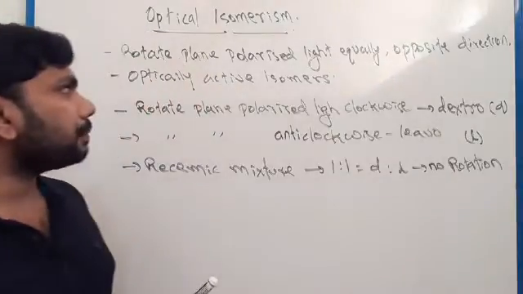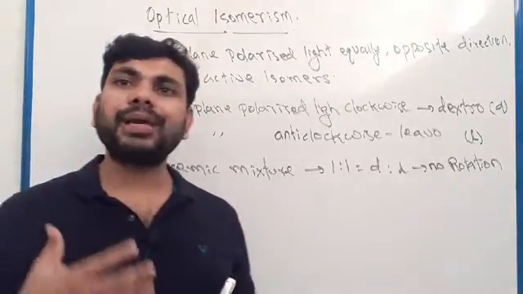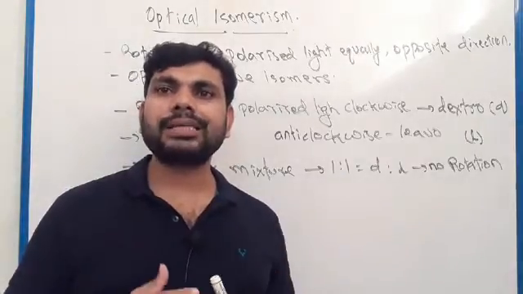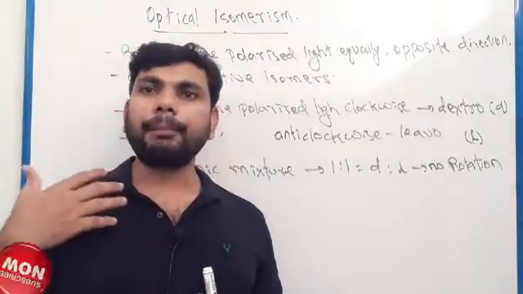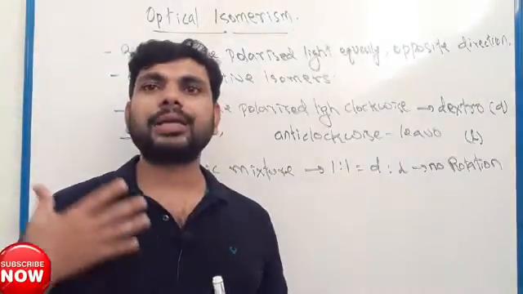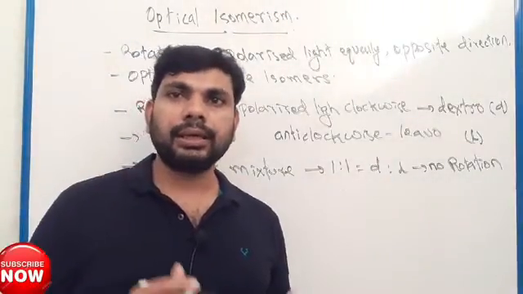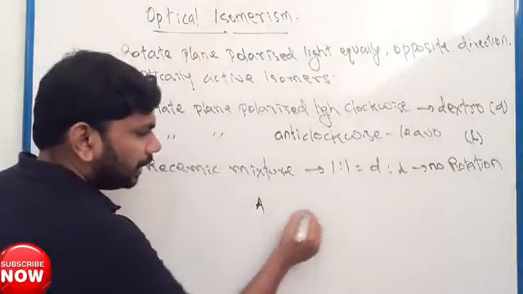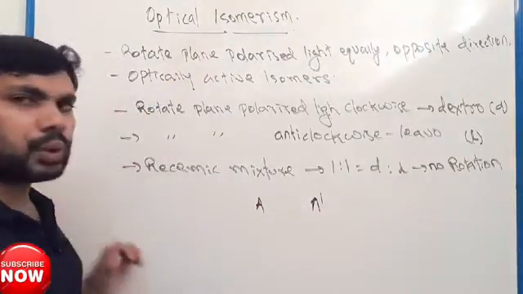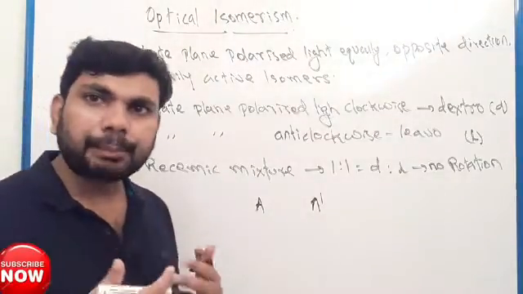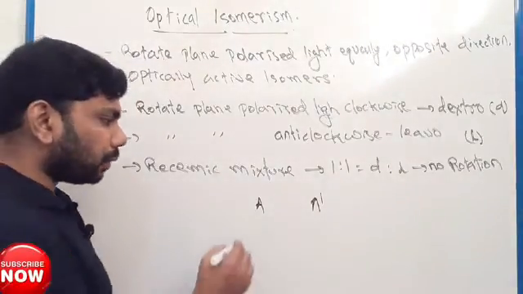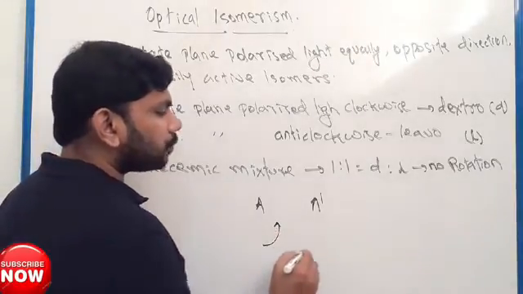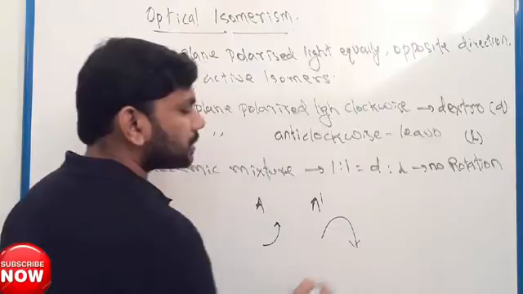Optical isomerism means isomers that rotate plane polarized light equally but in opposite directions. Imagine A and A dash. These are two isomers. They rotate plane polarized light. One isomer rotates it in the clockwise direction and the other rotates it in the anti-clockwise direction.